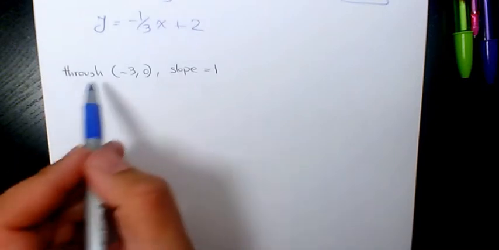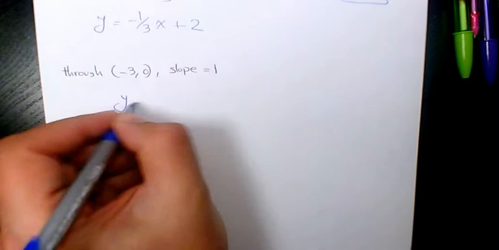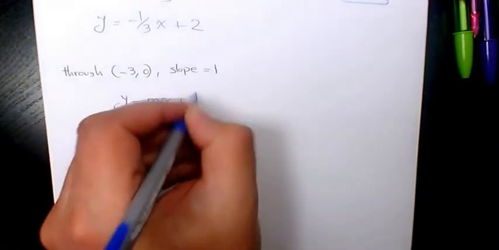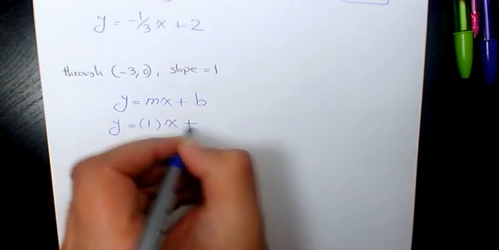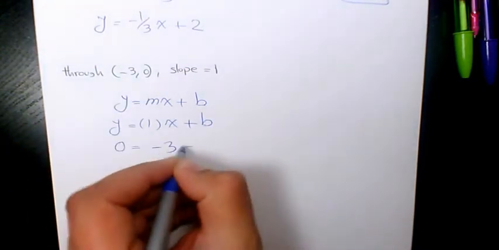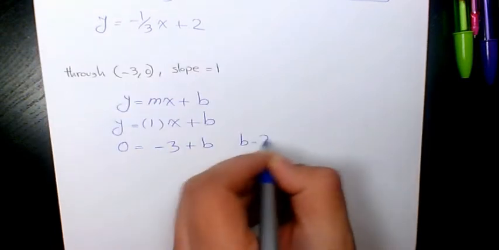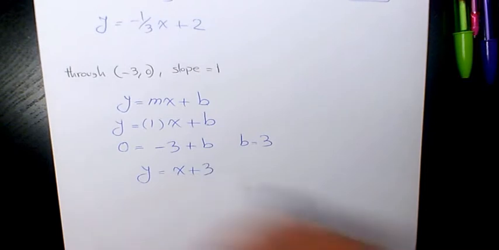Next is through (negative 3, 0), and the slope is 1. So we have y equals mx plus b, and it's going to be 1 times x plus b. When you substitute these numbers, it's going to be 0 equals negative 3 plus b. So b will be 3, and the equation will be y equals x plus 3.